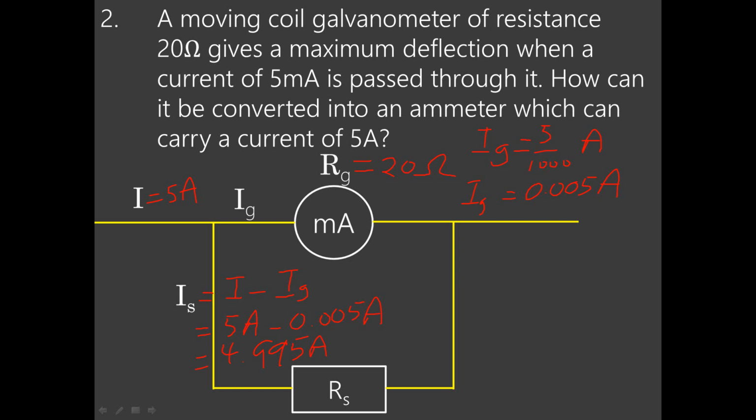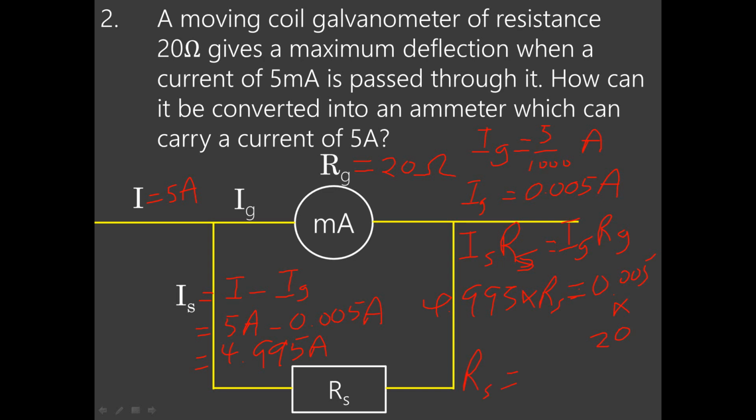So how can it be? The question was, how can it be converted into an ammeter which can carry current of 5 amperes? That means that for it to be converted into an ammeter, we must get the resistance of the shunt. So remember, for conversion of a galvanometer into an ammeter, our formula is Is Rs is equal to Ig Rg. Okay. So what is our Is? Our Is is 4.995 times Rs should be equal to, what is Ig? Ig is 0.005 times, what is Rg? 20.